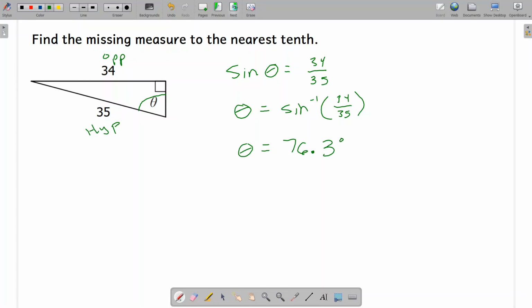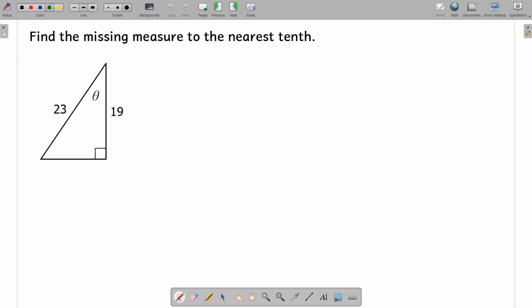So let's see another one like that. Okay, this time we have the adjacent and hypotenuse. So we're using cosine now. So we set up that ratio, and then we're going to do inverse cosine of both sides.